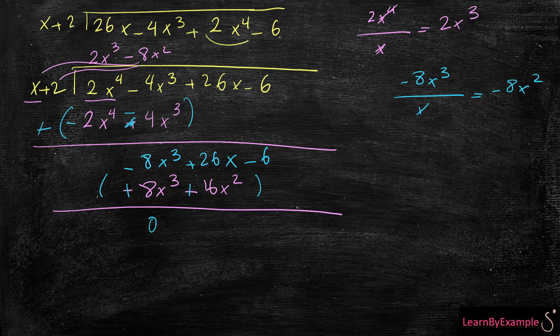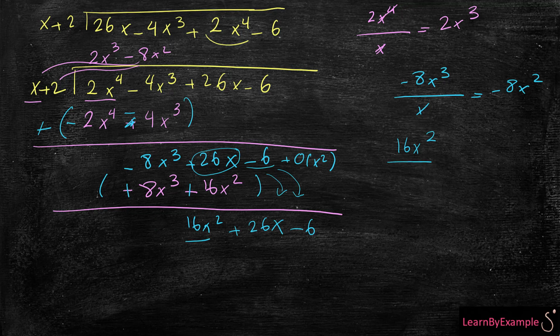So the way I could write this, I could actually assume that I have a 0x squared here. So 0x squared plus 16x squared would just be 16x squared. And then for my 26x, I don't have an x term here, so I will just bring it down, 26x. Minus 6, no terms here, it will just come down. So we'll do the same thing we did before: 16x squared, the first term here, we're going to divide it by the first term over here, which is x. I will end up with 16x.